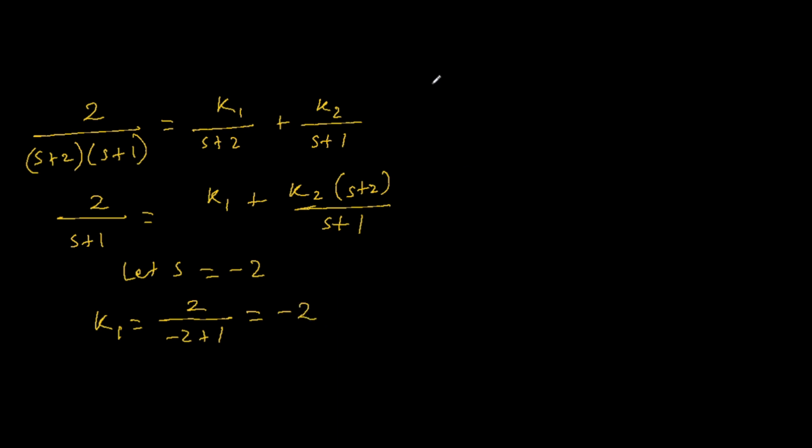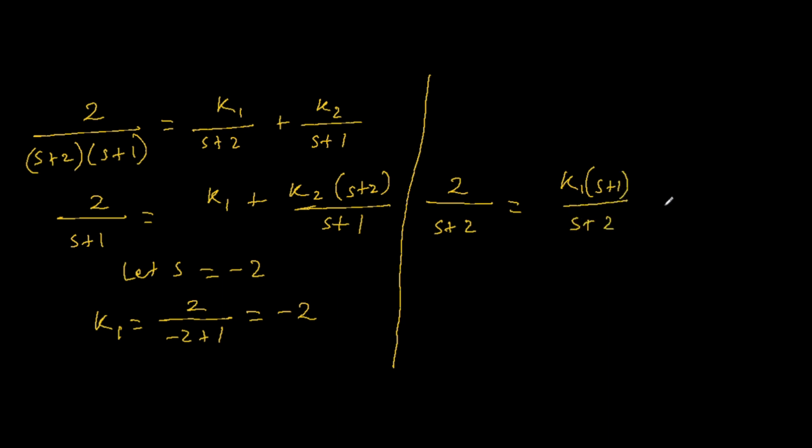So that's to find our k1. If we wanted to find our k2, the first thing we'll do is multiply everything through by s plus 1. You're left with 2 over s plus 2 being equal to k1 into (s+1) over (s+2) plus k2. Again, we want to eliminate this first term. To eliminate the first term, we let s be equal to minus 1, which is the second root that we have. That gives us our k2 as being equal to 2 over minus 1 plus 2, which gives us k2 being equal to 2.